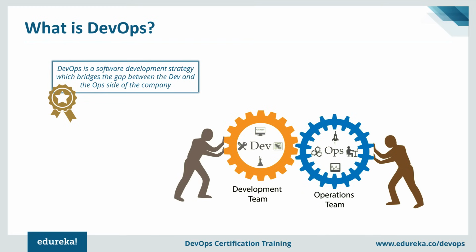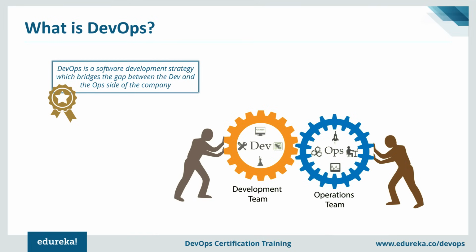If you want to know why DevOps was introduced, what was the methodology before DevOps, you can refer to the DevOps tutorial video. I'll leave the link in the description box below. So here I'll be discussing only about DevOps, what exactly it is. DevOps is basically a software development strategy. It is not a tool, it is not a technology, it is not a framework.